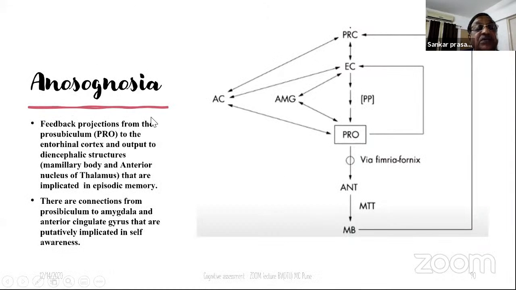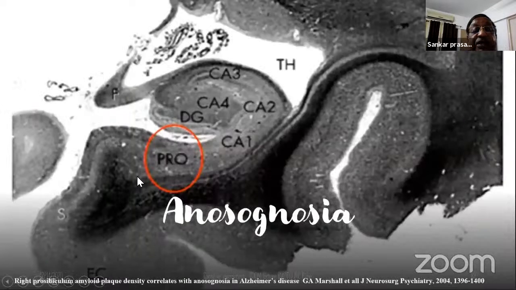and learn about this diagram very much. So anosognosia: there are feedback projections from the prosubiculum, which is PRO here, to the entorhinal cortex and output to the diencephalic structures, that is mammillary body, anterior nucleus of the thalamus, and these are the circuits of episodic memory. So the connections of prosubiculum to the amygdala and anterior cingulate gyrus are predominantly implicated in self-awareness. If self-awareness means insight, and they should have insight of their body, if there is any problem in this area, they will lose the self-awareness. That is prosubiculum, which I have shown you earlier, a very, very important area for anosognosia.